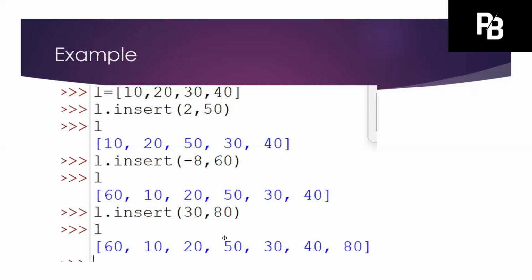Okay. So here you are giving 30, but the 30 position is not there. You just want to insert 80. If that position is not there, then it is added at the end of the list. In the negative case, it is inserted in the beginning. In the positive case, it is inserted at the end. Let's check the examples, students.